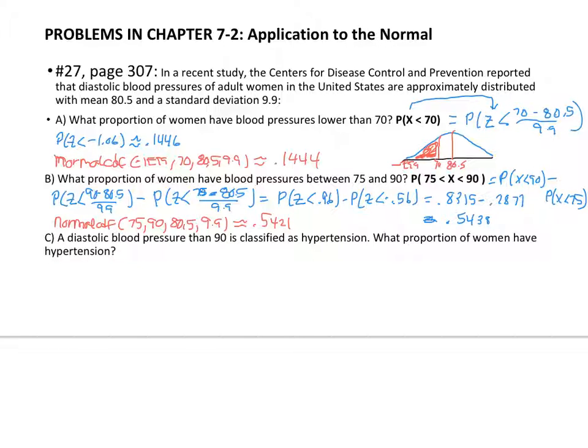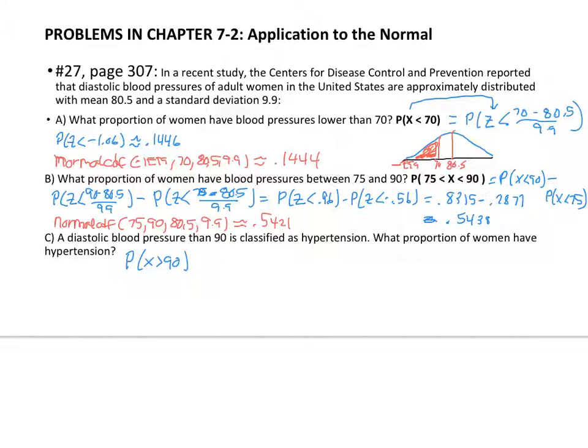In our last question this time, we're looking at the diastolic blood pressure that is going to be greater than 90. In this problem it says a diastolic blood pressure greater than 90 is classified as hypertension. What proportion of women have hypertension? So we can put the probability statement as the following: the probability that X is greater than 90.